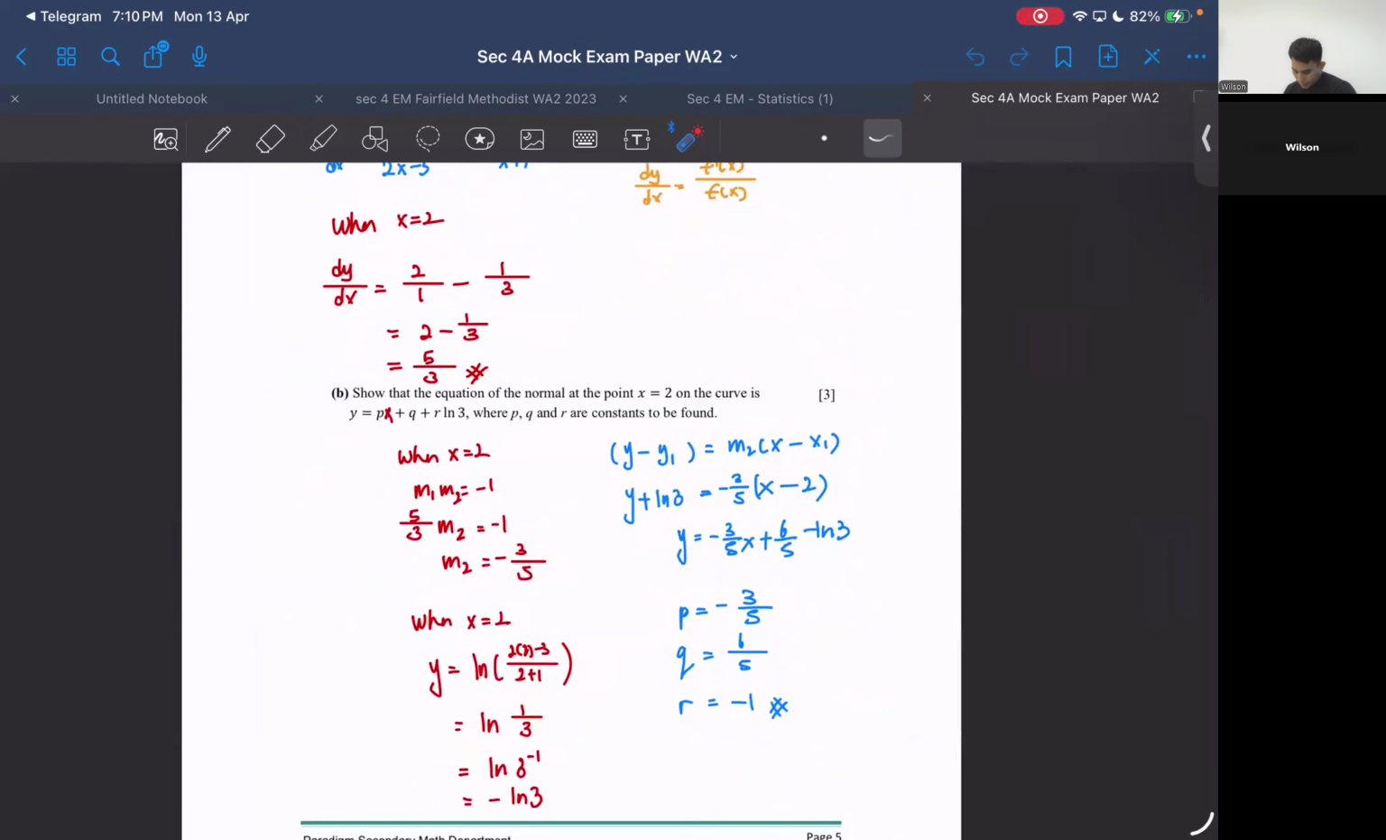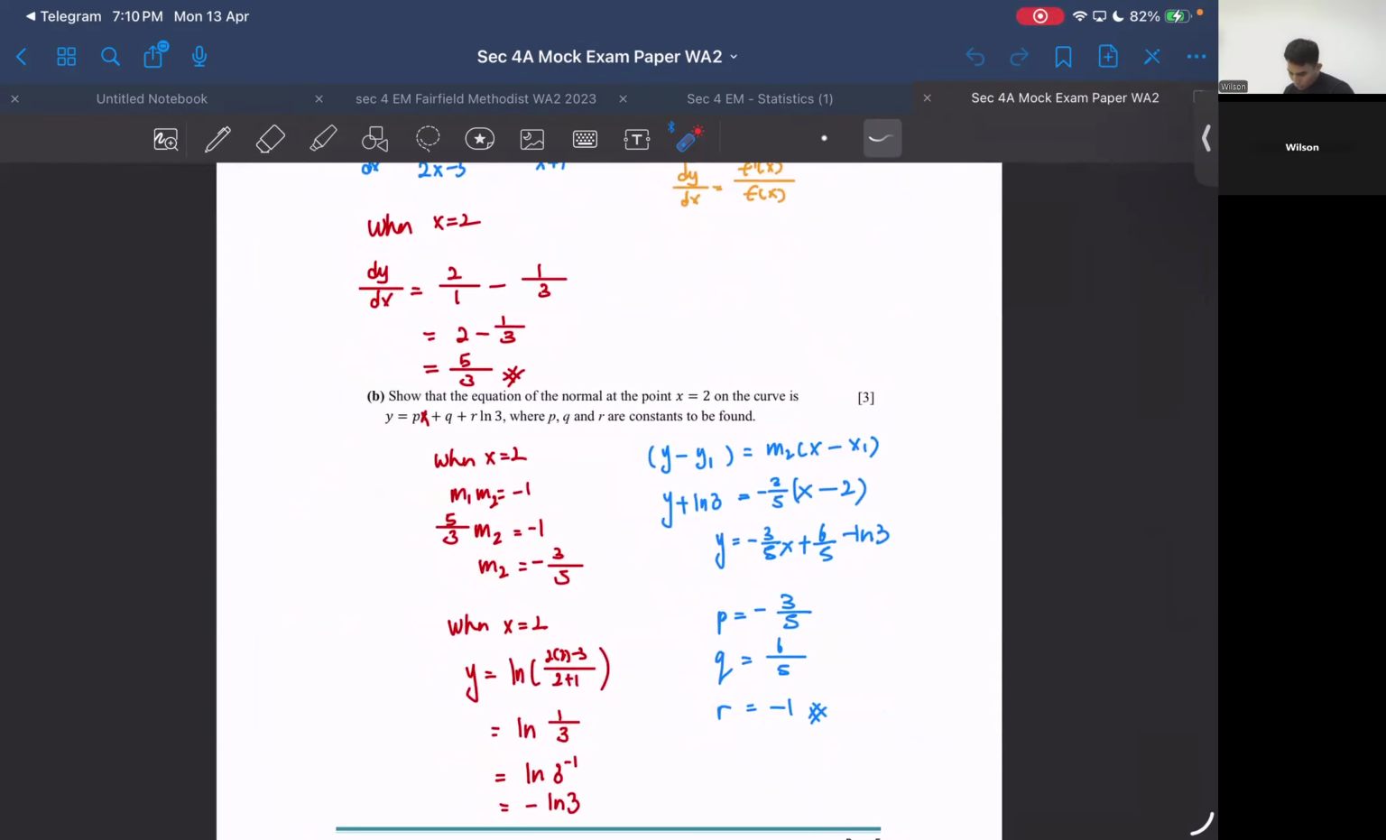Now, second part over here, show that the equation of the normal at the point of x equals 2 is this one. So y equals, okay, there's a typo over here. It shouldn't be pz, it should be px over here. Okay, so the constants should be r equals -1, your q equals 6 over 5, and your p is equals -3 over 5. Did we manage to get that? Okay, very good. This one over here.